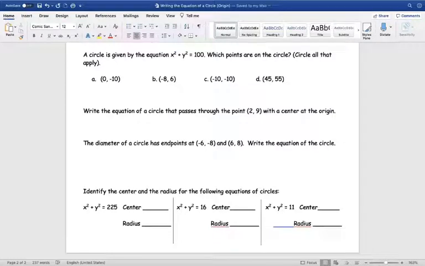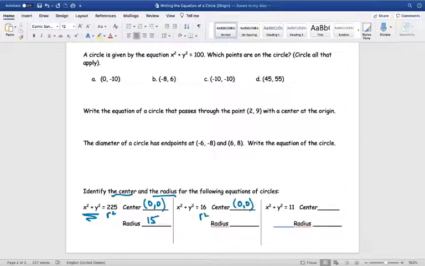Okay, last part. All right, I cleared all of that off. So now they want you to identify the center and the radius when you've been given an equation. So my center, because I just have x squared plus y squared, tells me my center is at 0, 0. Remember, this represents r squared, so the radius is just going to be the square root of that, or 15. Again, my center is at 0, 0.